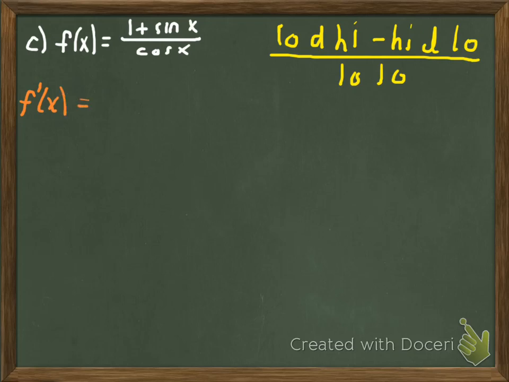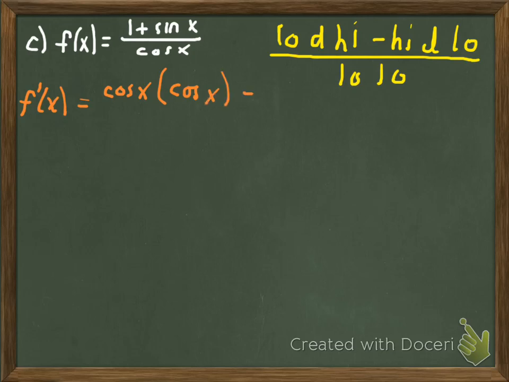All right, let's put that into action here. Okay, so we're going to do the lower function times the derivative of the higher function to begin. So, lower function being cosine of x, I'll just copy that down. And then the higher function is 1 plus the sine of x, and we're trying to derive that right now. Of course, the derivative of 1 is going to be nothing, and the derivative of sine x is going to be cosine x. So there's our low D high.